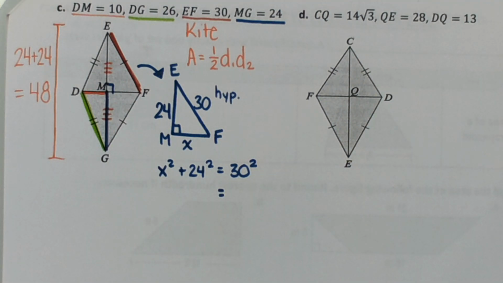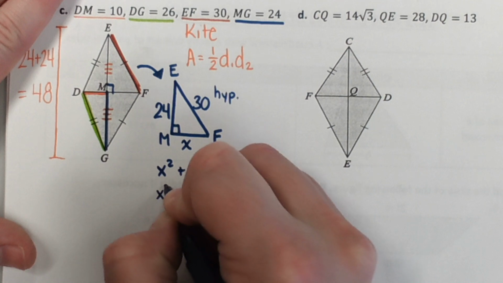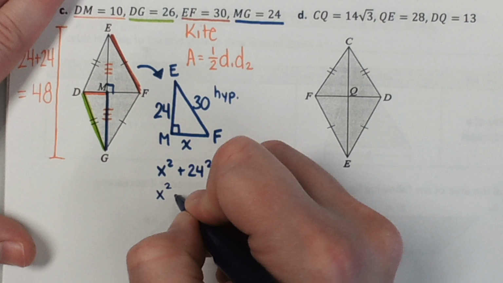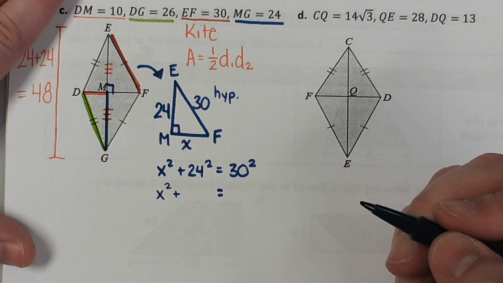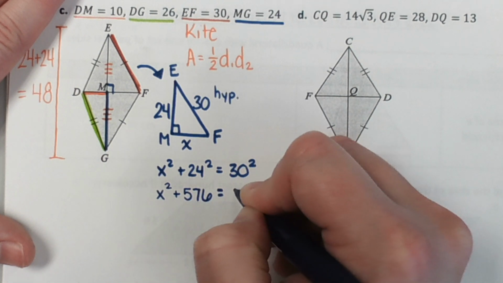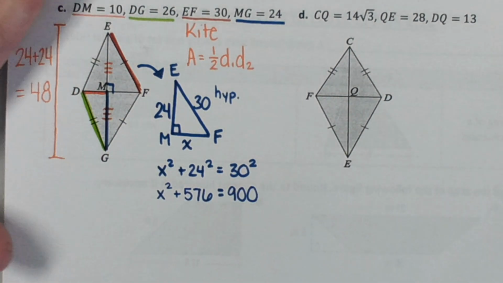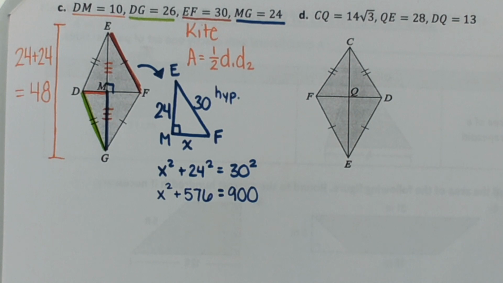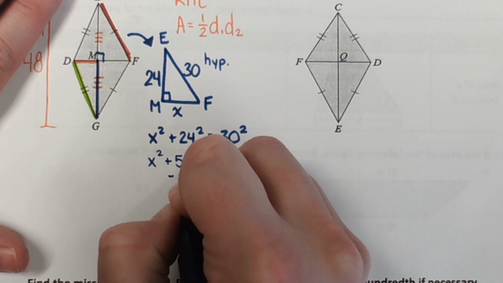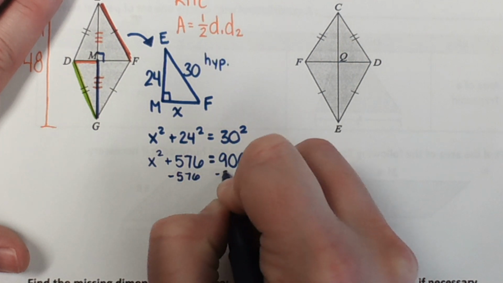Start by squaring some things. X squared stays x squared. 24 squared is 576. Anyone? Can we verify that? Yeah. Sweet, thank you. 30 squared is 900. After you square things, not square root, square, you're putting the power of 2 on them. The next thing you do is subtract the 576.